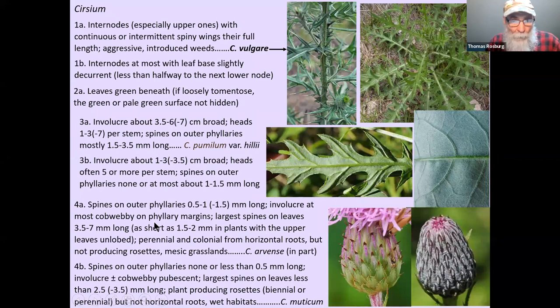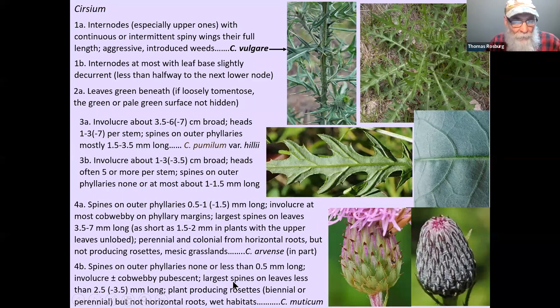There can be some cobwebbiness here, it says, mainly just on the edges of the phyllaries. You can see some short little cilia hairs here. Cilia is a term we use for just really short little hairs. I can see a little bit here, and that's what they're referring to, just on the margins. Whereas in swamp thistle, the involucre is plus minus, that means more or less, cobwebby pubescent. Again, you can see that all throughout in here, there's that cobwebby kind of hairiness that we're seeing again here.